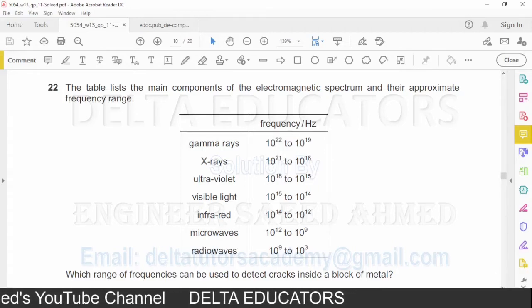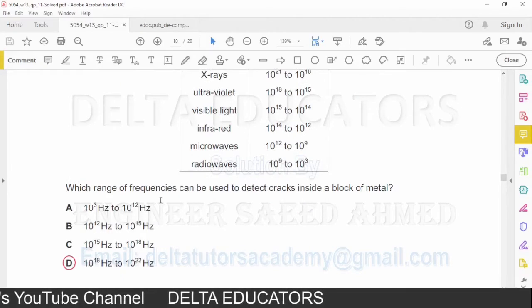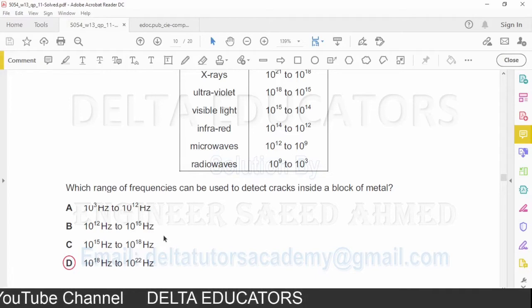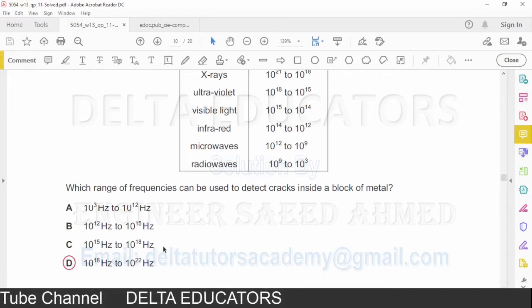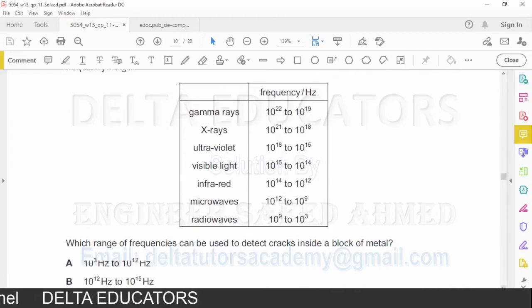Now we check the options. In option A, it is given 10 power 3 to 10 power 12. In option B, 10 power 12 to 10 power 15. In option C, 10 power 15 to 10 power 18. In option D, it is given 10 power 18 to 10 power 22. So here the correct option is option D. 10 power 18 to 10 power 22 means we have to use X-rays or gamma rays. So the correct option, option D.